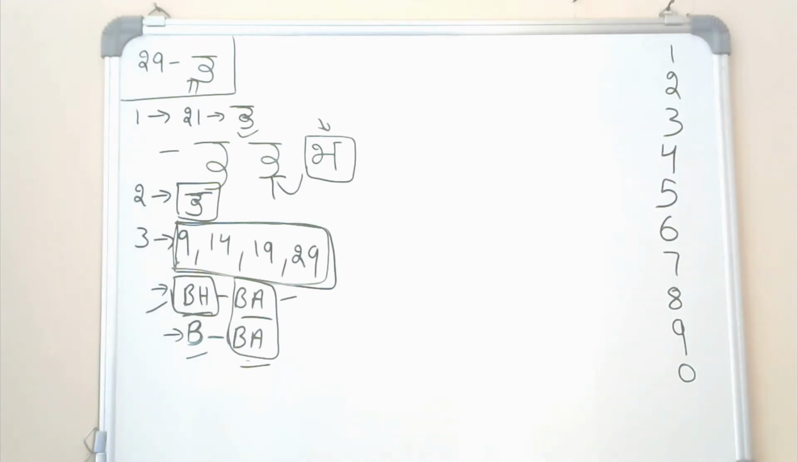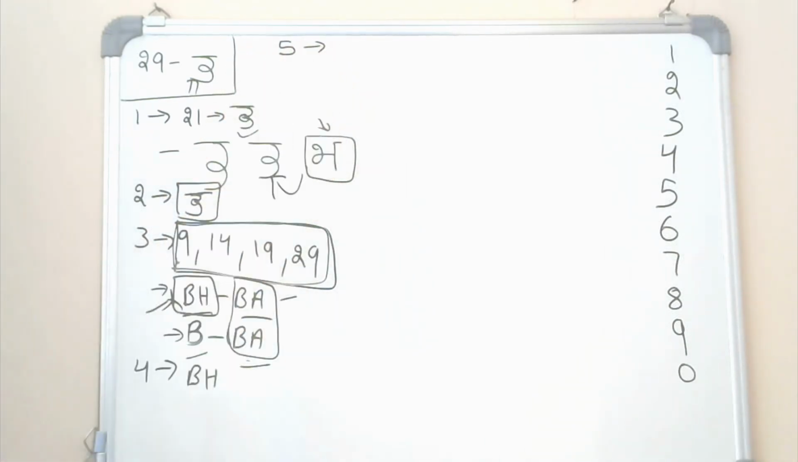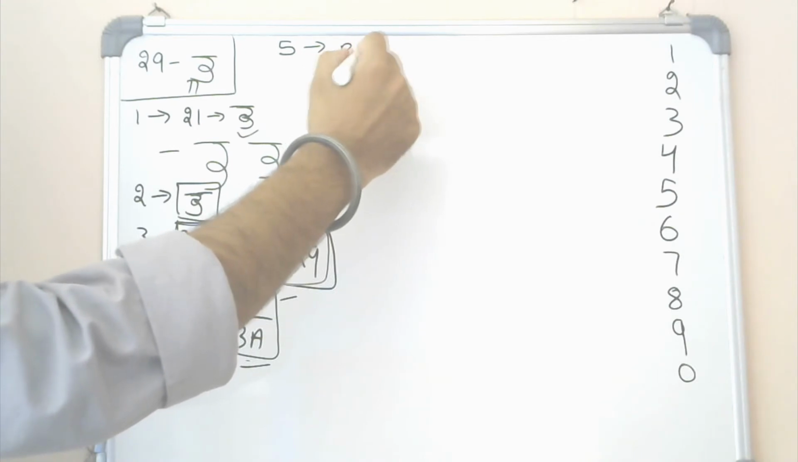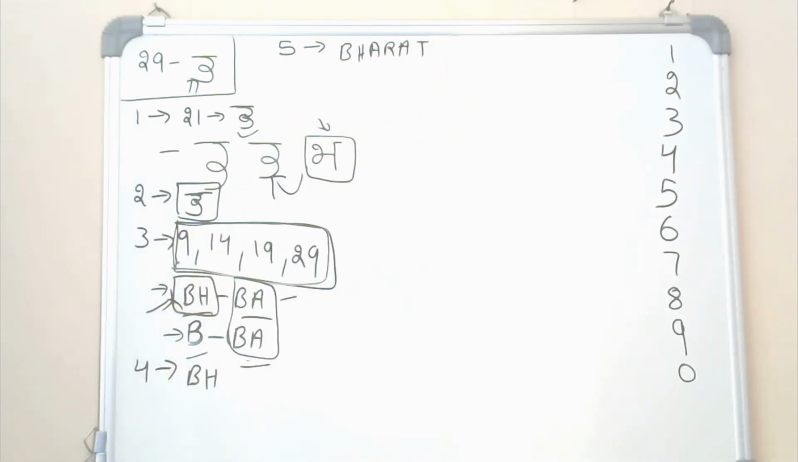Pa. The fourth step is sound of the letter. The sound of the letter will be pa. P and H. This thing. Pa. The fifth step is examples. We can have the example of Bharat. This is one of the words or names of India, you can say.